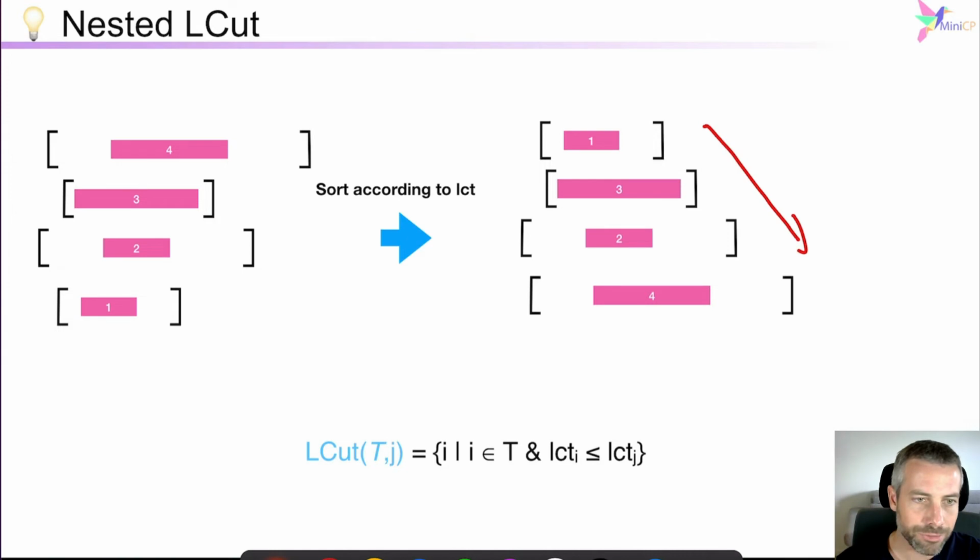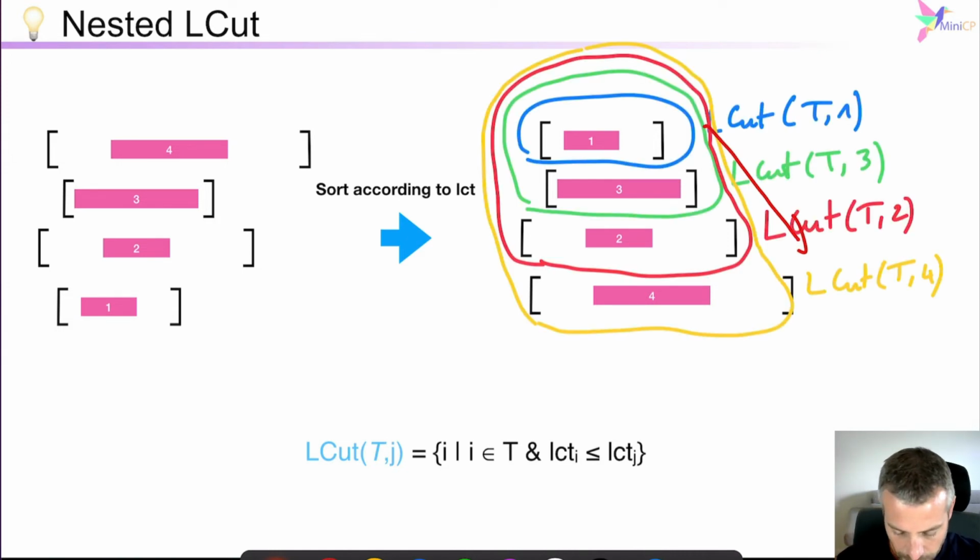we can see that the left cuts will be nested, right? If we sort them like this, you see that the left cut of the activity 3 is a superset of the left cut of the activity 1, because we just have added the activity 3, and so on. Okay, so if we sort the activities according to the latest completion time, we have the nested relations for the left cuts. And we can take advantage of that to define a new pseudocode for the overload checker rule.